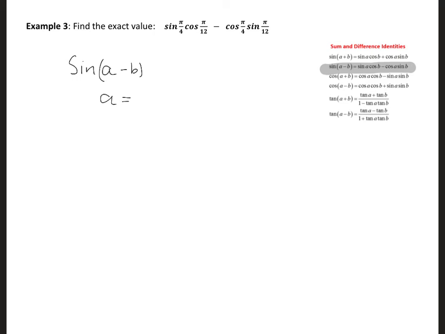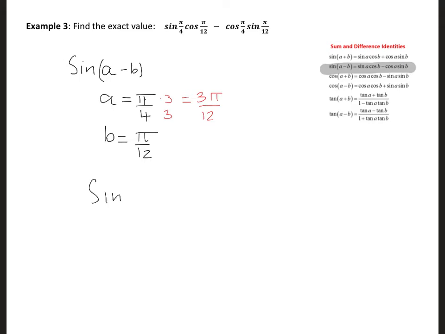So A is equal to pi over 4, and B is equal to pi over 12. And I need to write them using the same denominator. I'm going to multiply that by 3. So this is going to be 3 pi over 12, because it's easier to do it when it's like that. Then let me just go back to my expression.